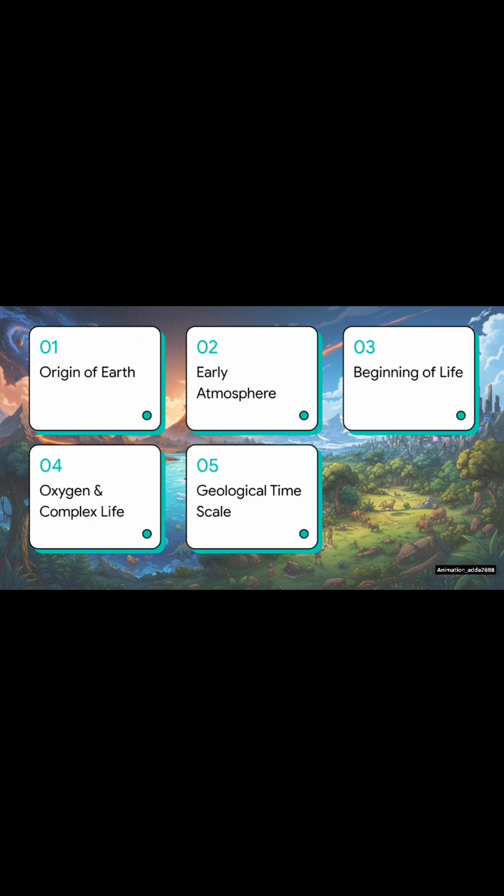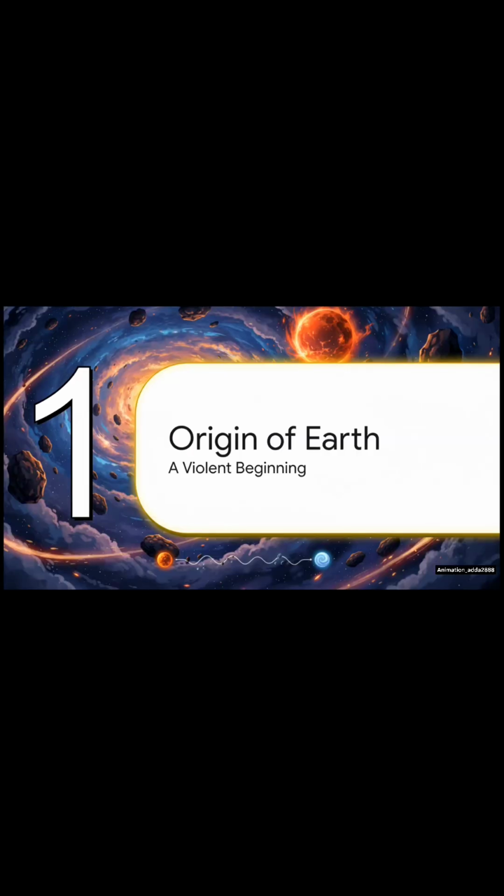Okay, let's dive into this. Here's our chronological roadmap for today's explainer. We'll start right at the beginning with the origin of Earth, look at the early atmosphere, explore the pivotal beginning of life, see how oxygen and complex life completely transformed the globe, and finally, we'll wrap up with the geological timescale. Section 1. The origin of Earth.